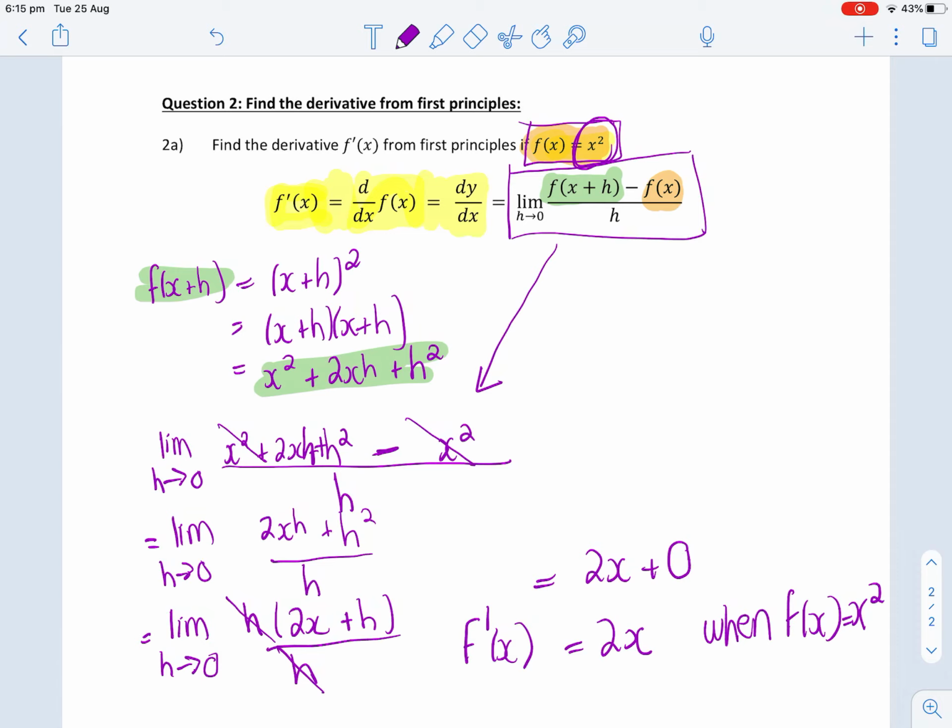And next thing we're going to look how to get to this answer much quicker than this. But we have to understand where the first principles come from. And that's all for now.